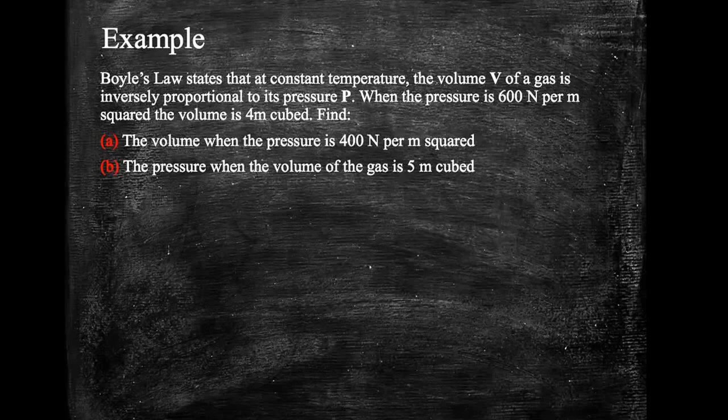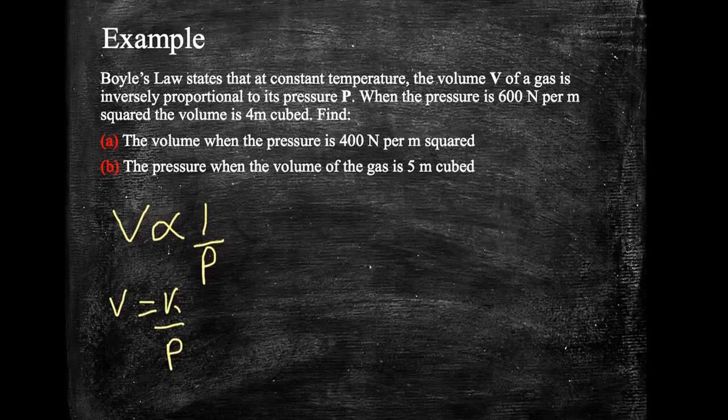Before we worry about part A and part B, let's jot down what we need to do with the first part of the question. It says the constant temperature, the volume V, is inversely proportional, so 1 over its pressure. So it's not pressure squared or anything like that. Even though pressure is measured in metres squared, we're still interested in V is proportional to 1 over P. That means that V equals k over P. And there should be some information in the question to help us work out what k is. It says when the pressure is 600, the volume is 4.